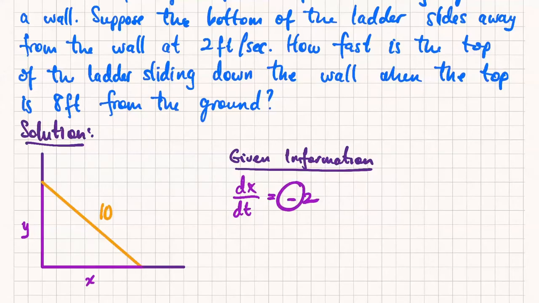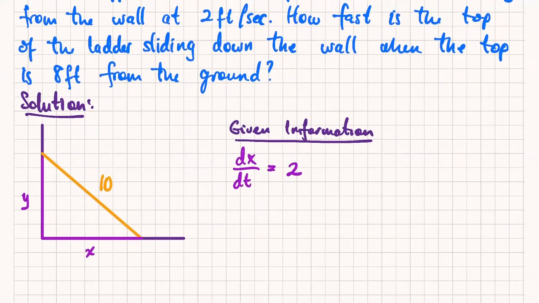Because that negative would imply that x, that variable, is actually decreasing, right? A negative derivative implies decreasing. So if x is decreasing, the bottom of the ladder would have been sliding towards the wall, so that would have been a different description. But because it's sliding away from the wall, we actually get just +2. Okay, so that sentence is done, and we can kind of cross it out from our minds.